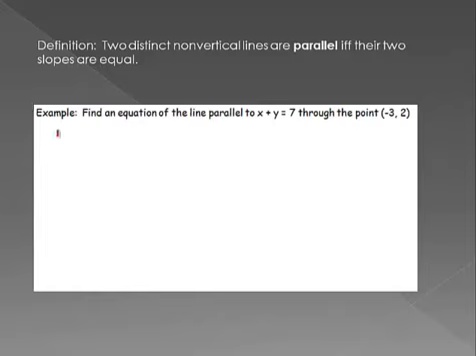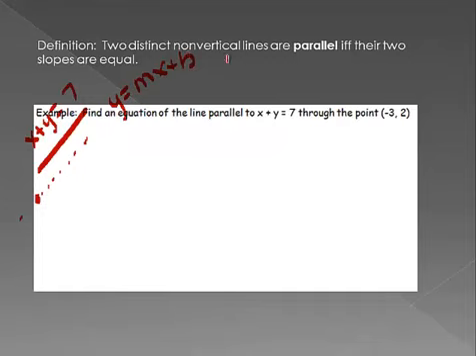Okay, again, visually speaking, here's this line right here. This is x plus y equals 7. I wanted another one that's parallel, but going through this point negative 3, 2. So let's say the point negative 3, 2 is here. I want it going this way. So I want you to come up with the equation of that line in this form. So how are we going to do that?